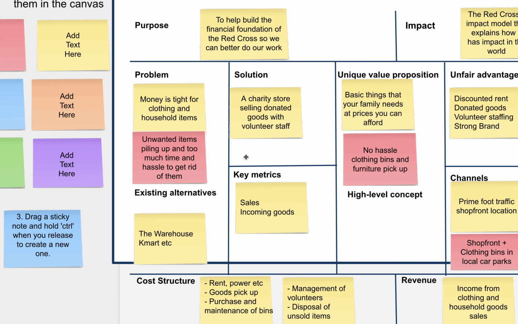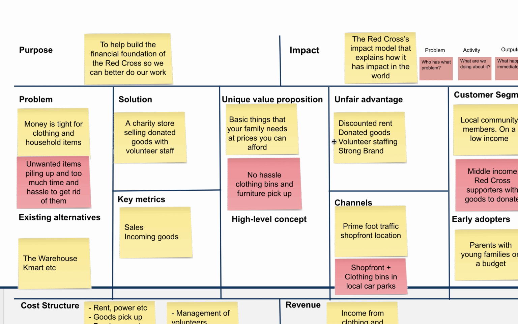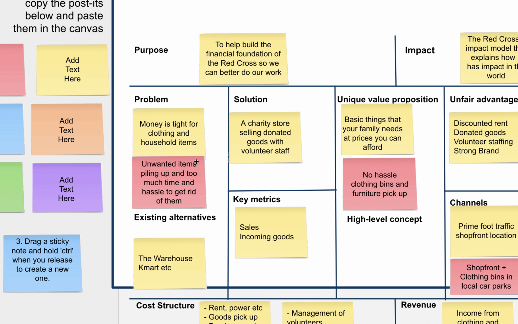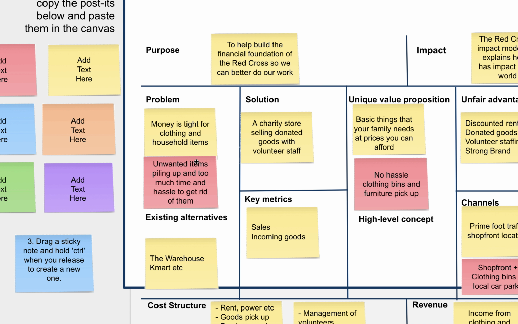If we jump across to problem, and remembering that the problem is not the social problem that we're trying to solve, it's the customer problem. It's the problem that is going to motivate the customer to take the action we need them to take. Obviously, the social problems are tied up in the impact model, because that's going to detail the various activities that the Red Cross are going to take, and how that problem gets solved through those activities. But the problem here is the customer problem.